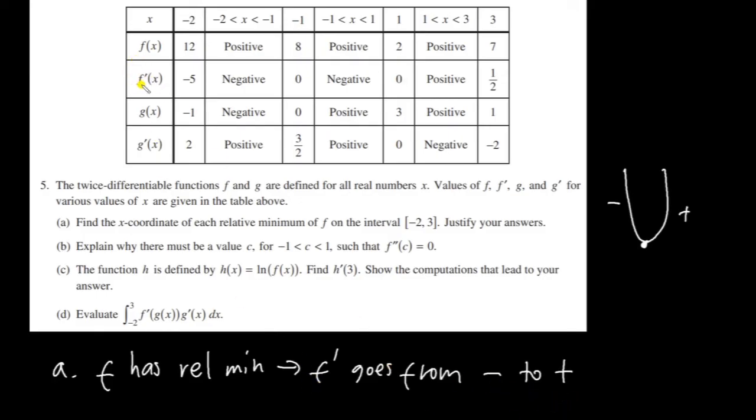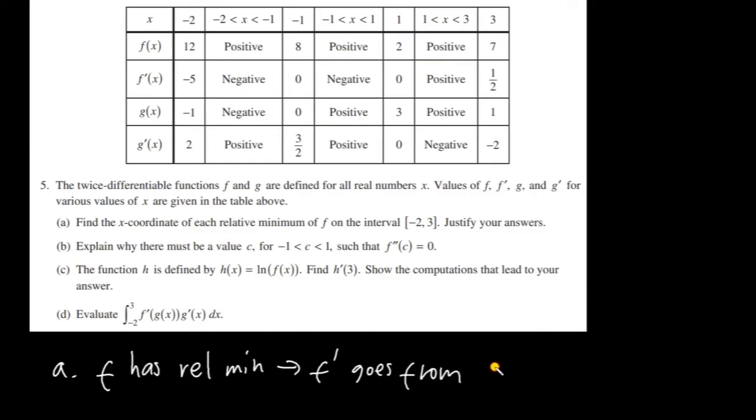Let's go to f prime, and let's look here. We have negative, negative, and positive. So you can see at x equals 1, that's where we have a switch from negative to positive. So that's where f has a relative minimum. They want us to justify, so you'd write out: f prime switches from negative to positive at x equals 1, so f has a relative minimum at x equals 1. This was a 1-point question, 1 point for the correct answer.